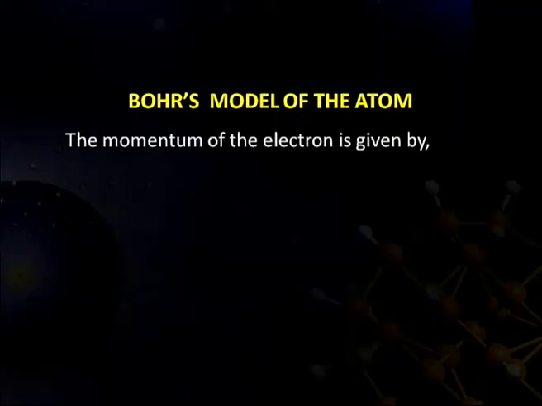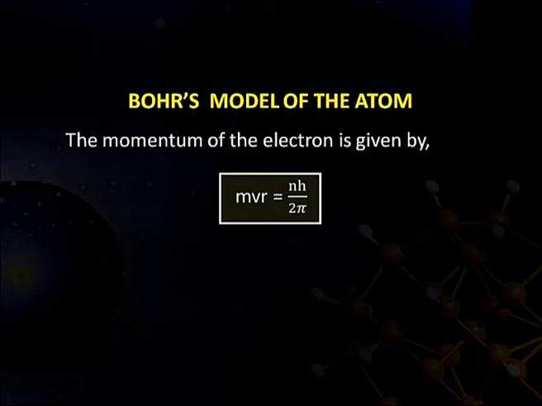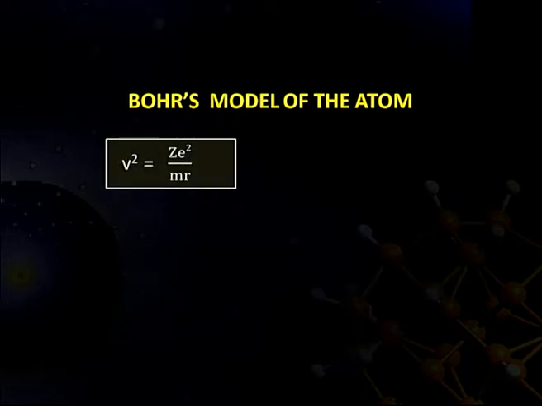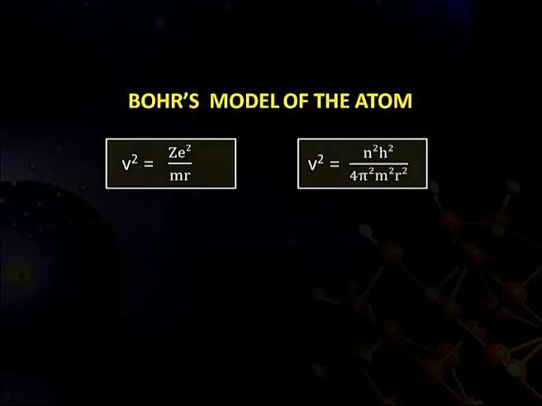The energy associated with each orbit was governed by the condition that the angular momentum of the electron must be an integral multiple of h upon 2π. The angular momentum of the electron is given by mvr = nh/2π, where h is Planck's constant and n is an integer 1 to 3 and so on, called the principal quantum number of the electron orbit. v² = Ze²/mr and v² = n²h²/4π²m²r².